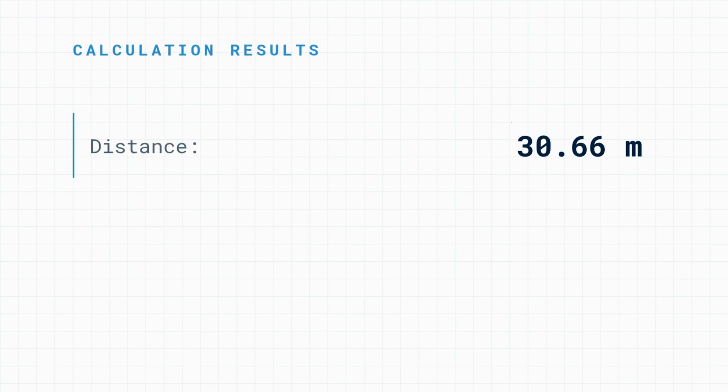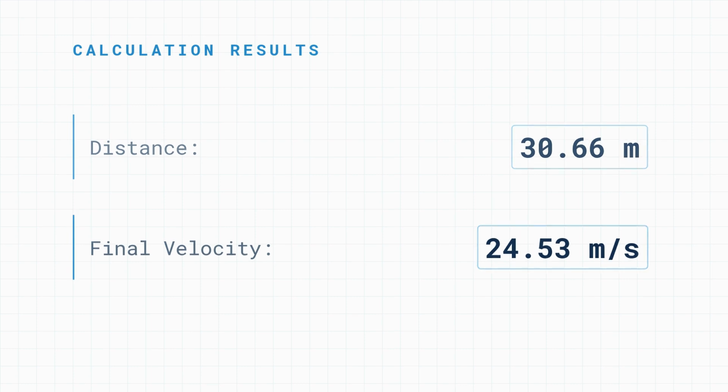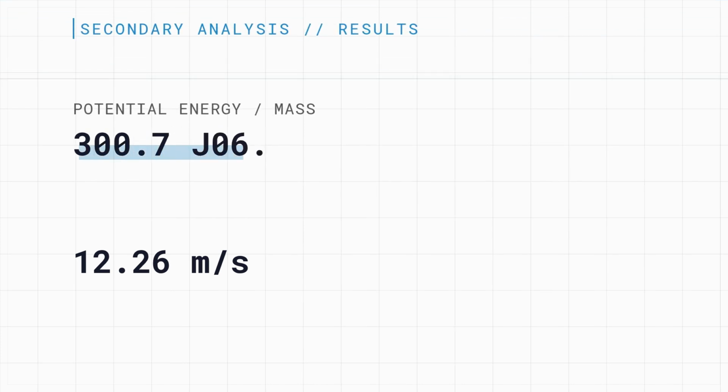These outputs tell us exactly how far the object falls, its speed at impact, the kinetic energy per unit mass, and the mean velocity during the fall. Perfect for any projectile motion calculations.